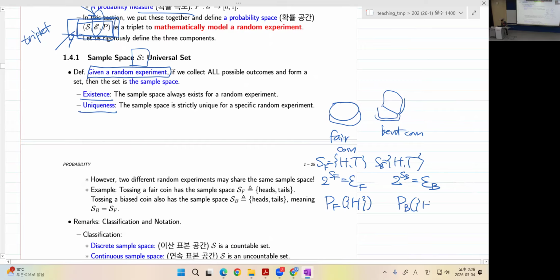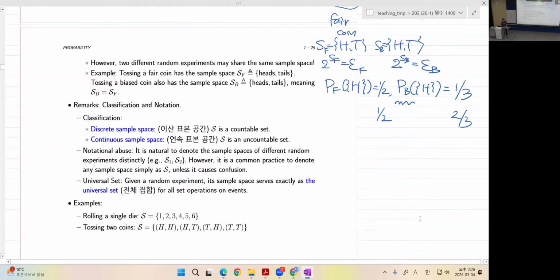So for this event of heads, you may have 1/2, but here the different probability measure may have 1/3 and 2/3. Got it? For the heads and tails. So different random experiments may share the same sample space and event space, but they may have different probability measure. Got it?